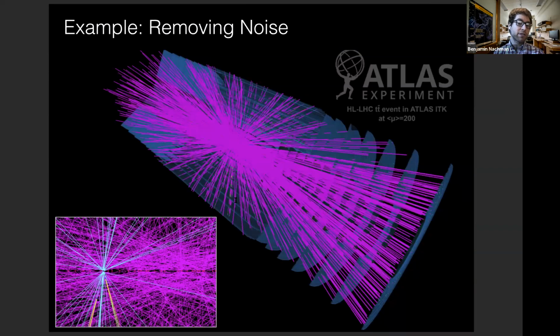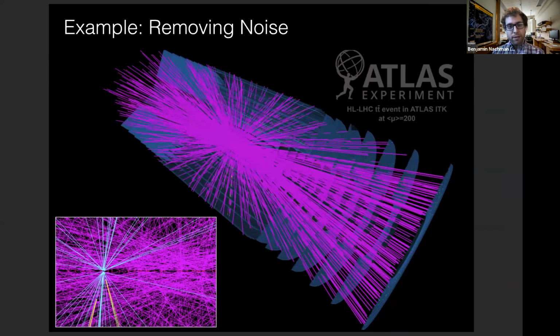For instance, at the Large Hadron Collider, this is what an example event might look like. In this picture, the protons are coming from the top left and bottom right, interacting in the middle, and out goes this huge spray of particles. This is one collision event, and each purple line here corresponds to an outgoing particle.